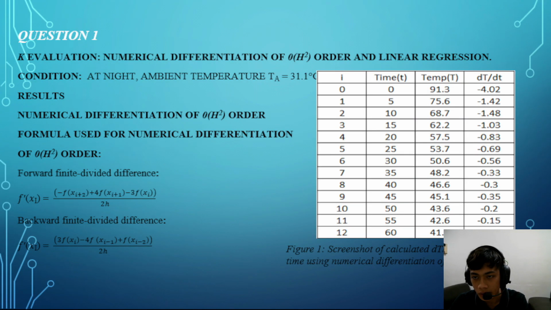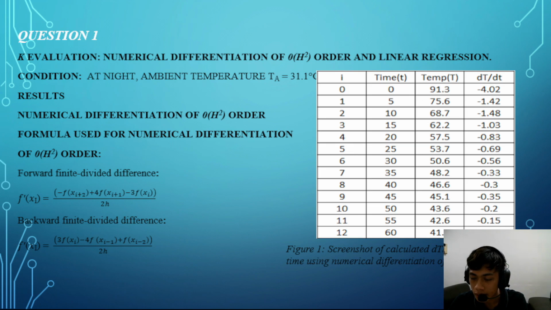So I'm going to continue this presentation with question 1. In question 1, we will have to evaluate the value of constant k, and there are several numerical methods that need to be performed. First of all, we need to perform numerical differentiation of O(h squared) order. Here, we will need to calculate dT over dt.